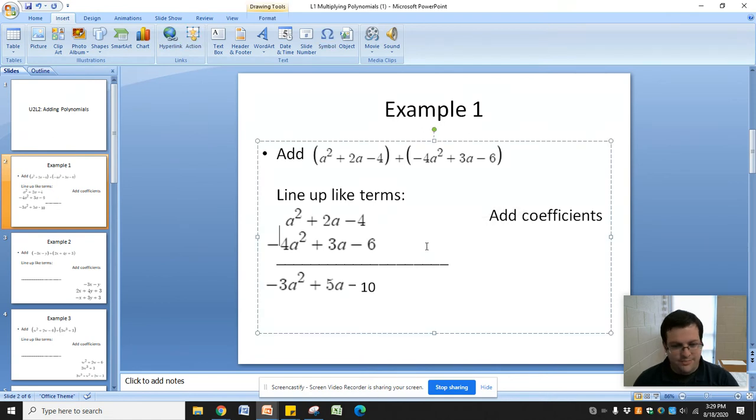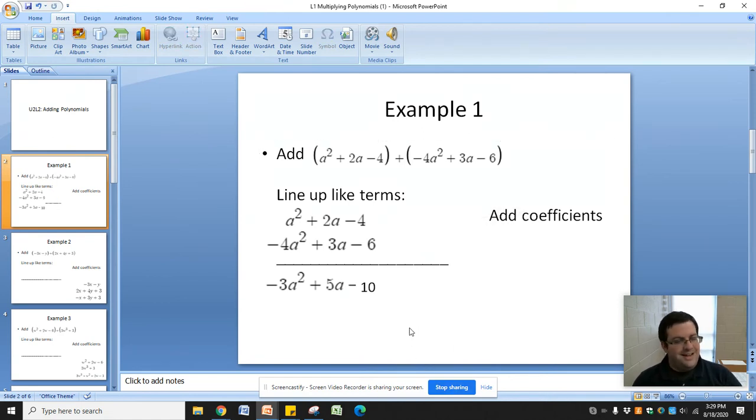So we should have our answer being negative 3a squared plus 5a minus 10. Again, we're just going from top down, just adding those together, and that's really all that there is to it. One thing I do want to mention in this video is understanding what a like term is.